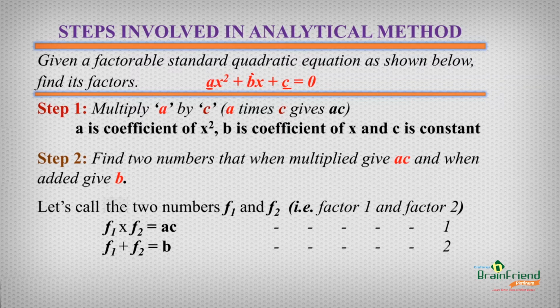Our next step will be to find two numbers that when multiplied will give us ac and when added will give us b. Let's call these two numbers f1 and f2. The f1 here would stand for factor 1, while the f2 will stand for factor 2. We are saying that we are looking for two factors, f1 and f2, that when we multiply we'll get ac. So if we multiply f1 by f2, we should have ac. Also, if we sum f1 plus f2, we should get b. How do we actually find these factors?